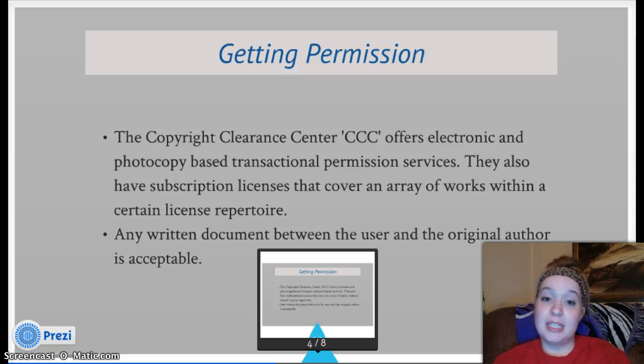But really, when it comes down to it, any written document between the user and the original author is acceptable. And it's one of those things where it's just better safe than sorry. Just to have it in writing is the most important thing. Somehow have it in writing, have proof that you were given permission to use a certain piece of work.